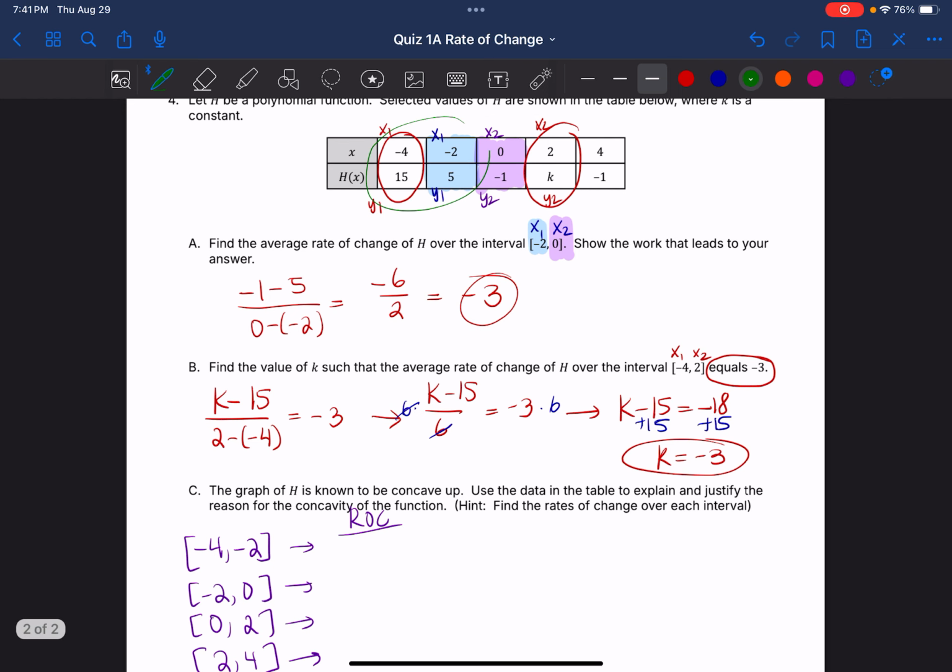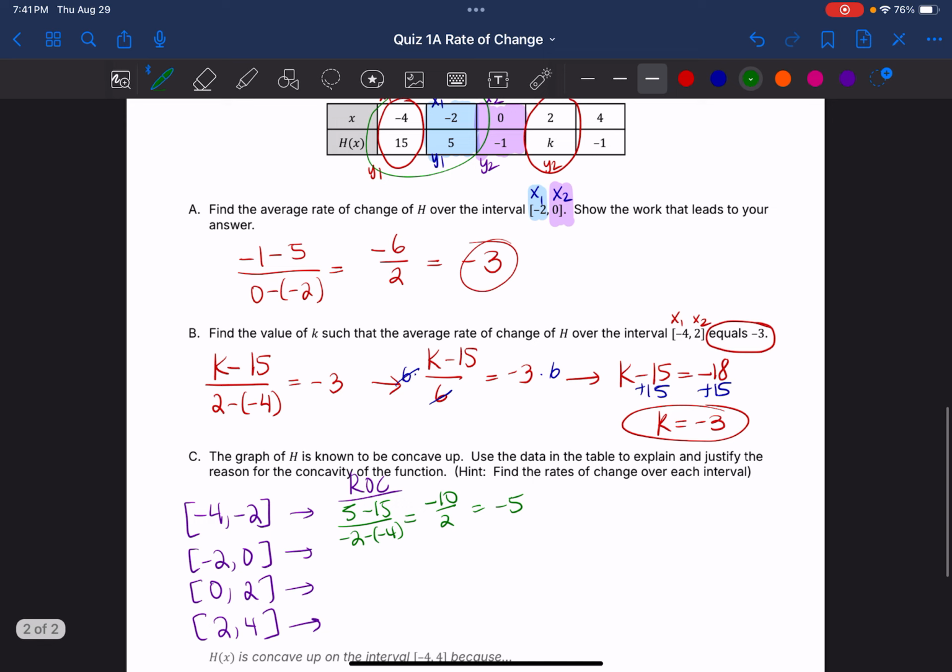On that first interval, I would use these numbers here. So 5 minus 15 over -2 minus -4. That gives me -10 over 2, which is -5. Next interval, so now I'm using these two, the ones that are highlighted. Well, actually, I don't even need to do it. We already found it in the first step. So I know that the rate of change in that next one is -3. I'm going to write it out here so it stays in a line.